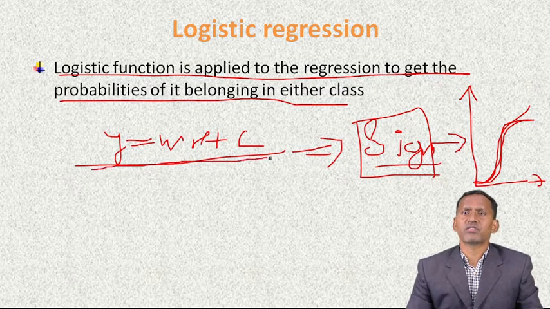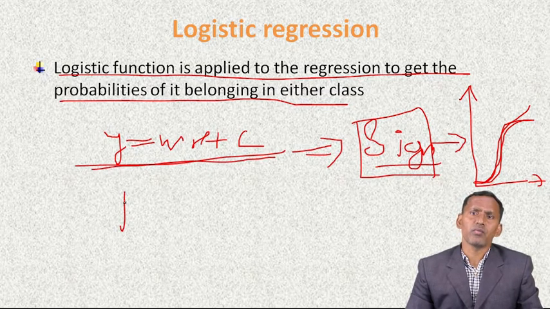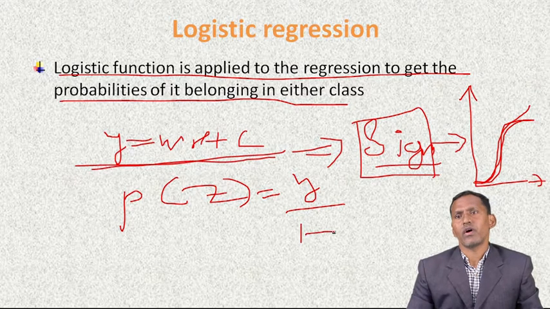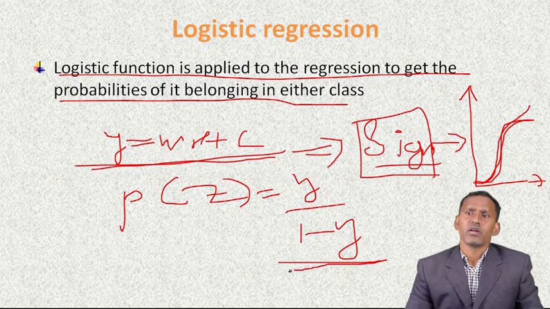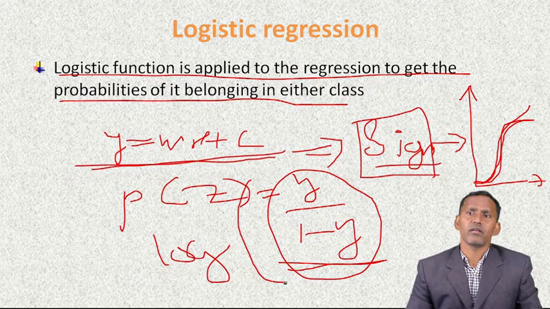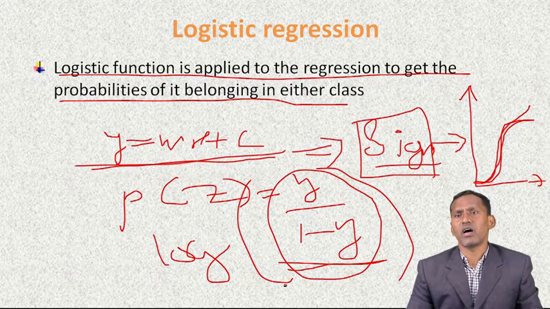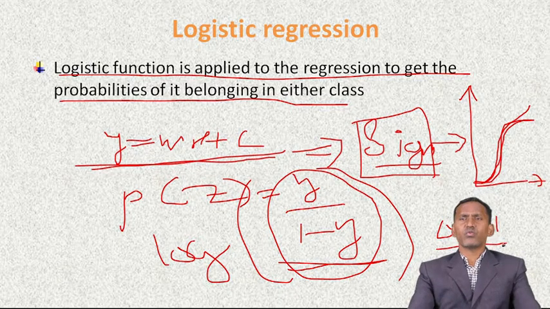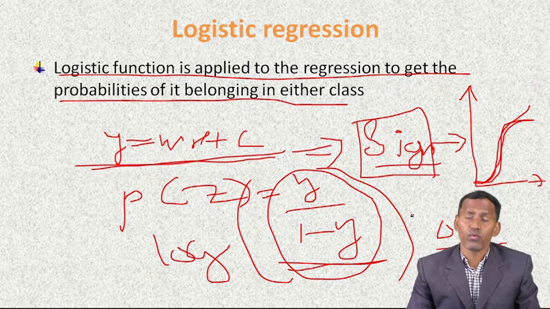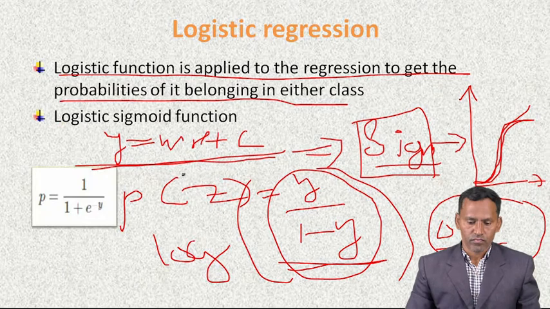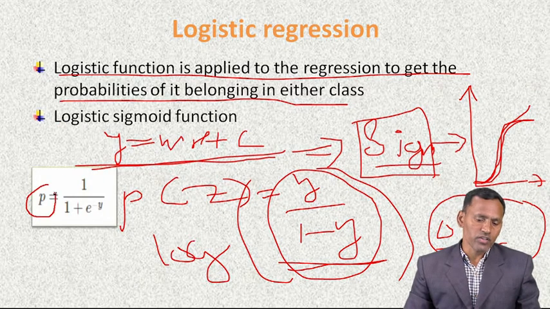There is a formula we already discussed in the previous session. The probability p is equal to y by 1 minus y. This will give us a probabilistic value. Once you apply log to this formula, we will get output between 0 and 1. So this is what logistic regression will do: convert the continuous values into 0 and 1. So this is a probability.